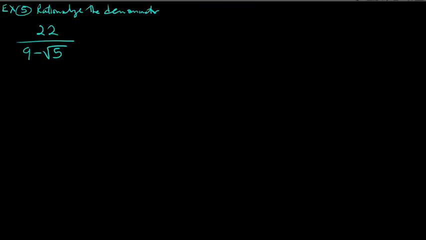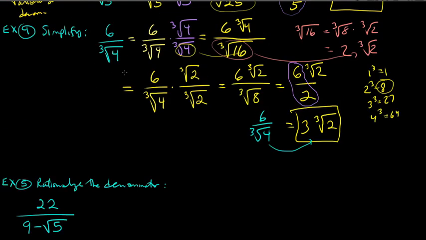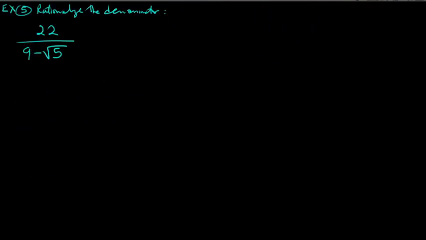Okay, going on to the next one. We want to rationalize the denominator. 22 divided by 9 minus the square root of 5. Okay, so we're back to square roots again. Like I say, we're not going to do cube roots all that much here. So this is a square root situation. 22 divided by 9 minus the square root of 5.